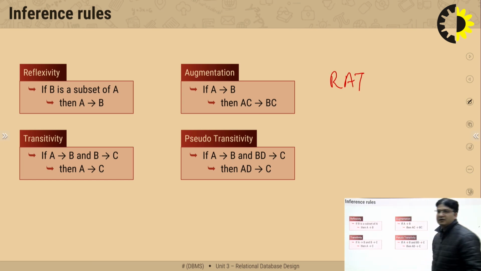All these first 3 rules are known as Armstrong axioms. That is, these rules do not have any proof. We assume that these are true. Such a statement is known as axioms.